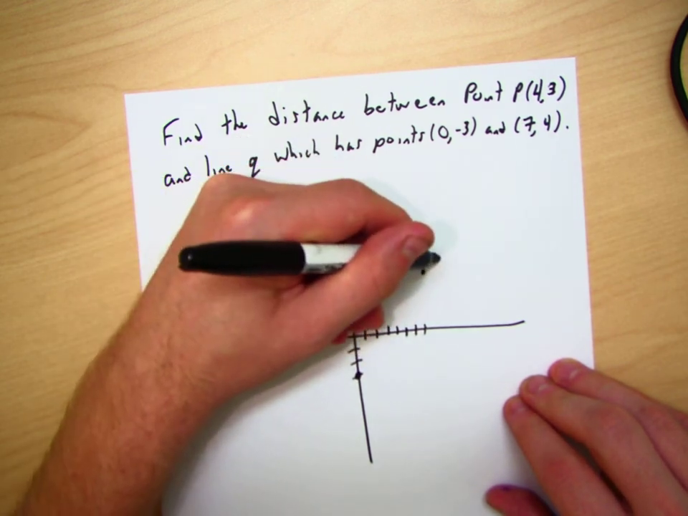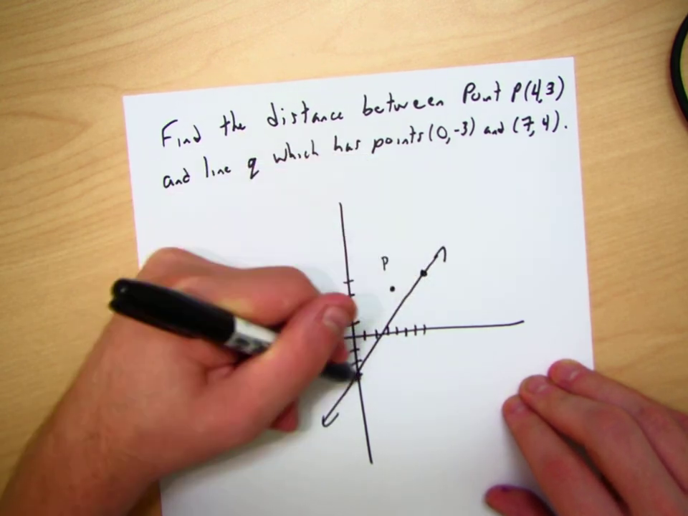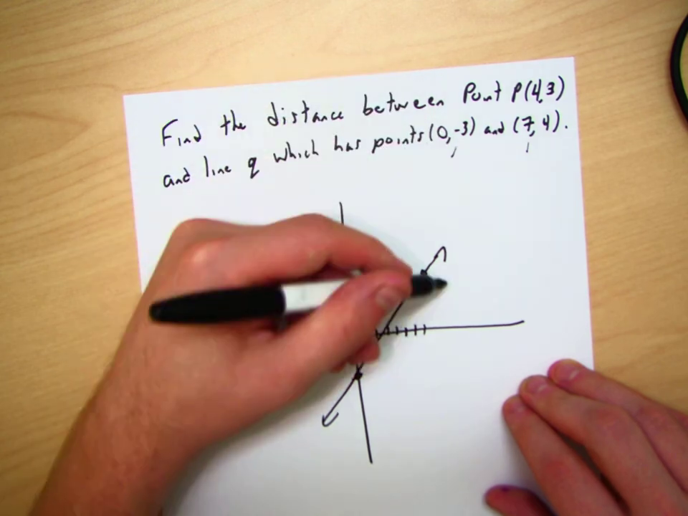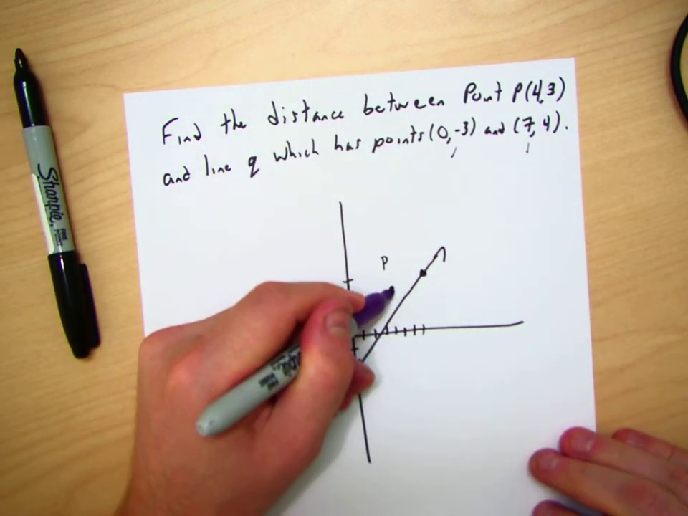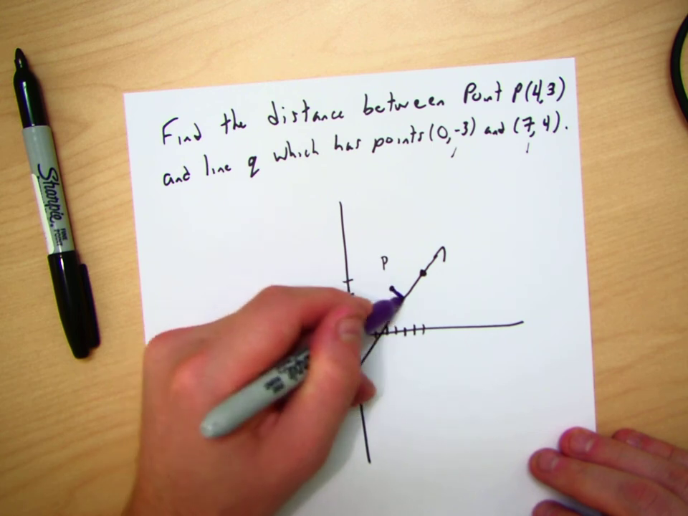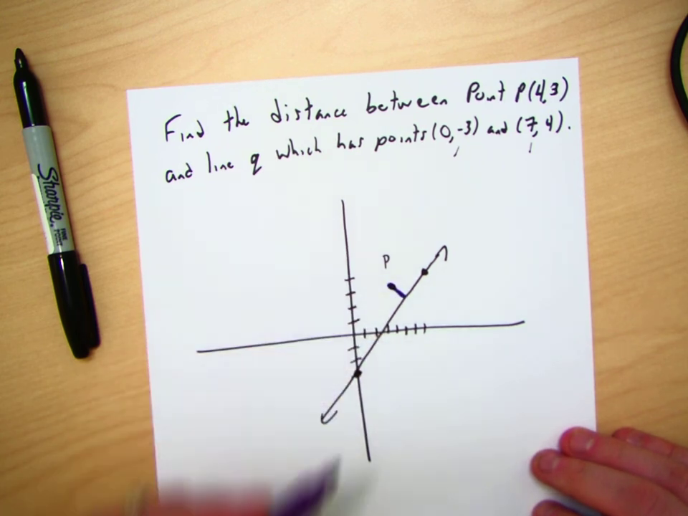Now, here's my line. Okay, so there I get a line, through these two points right there. And here's point P. What I'm trying to find here is basically that little distance, from point P all the way to that line.